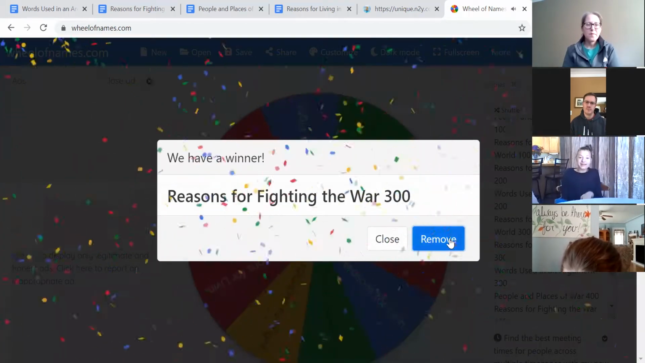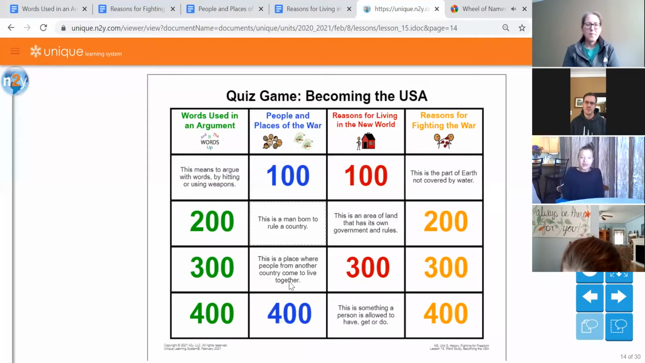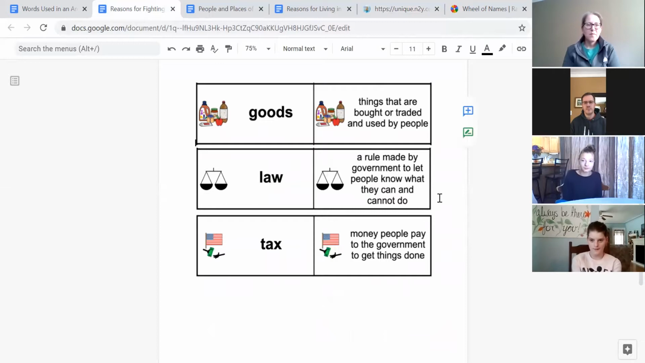Reasons for fighting the war, 300. This is a rule made by government to let people know what they can and cannot do. Let's see what our choices are. Goods, law, or tax. Let's think about what we know about these words. And I see a word on here that kind of sounds a little bit like the rules that we have at school. And they're kind of like the rules of the government.